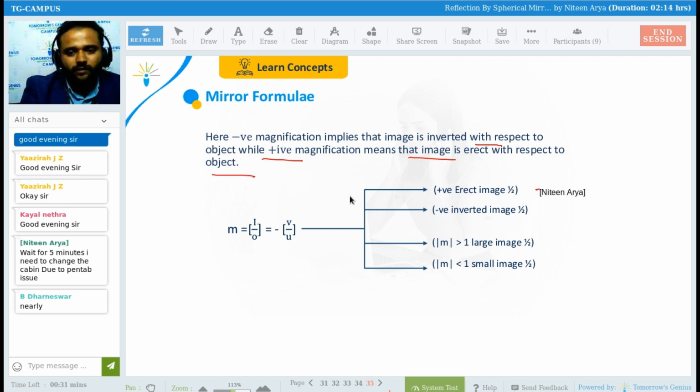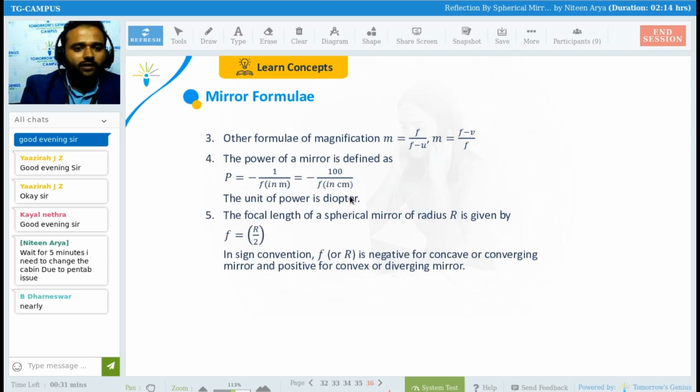We already done this thing. For a positive erect image, negative inverted image. Magnification greater than 1, automatically V is greater than U, or I is greater than O, so large image. And mode of magnification is lesser than 1, so it is a negative case, or you can say small image.